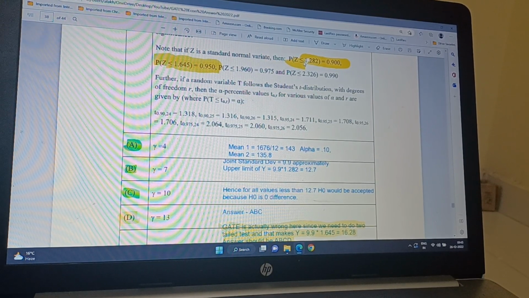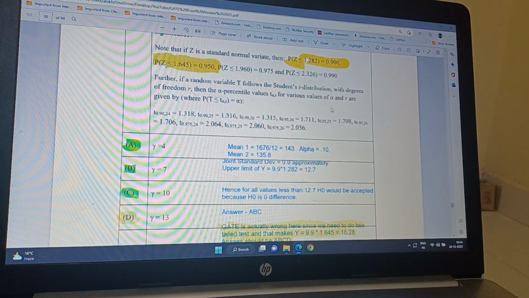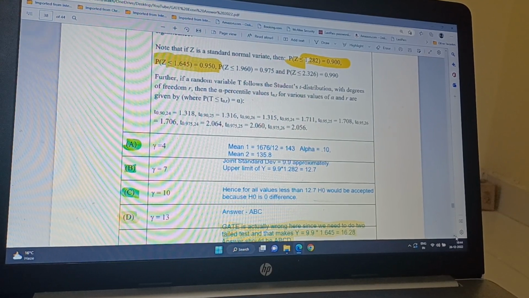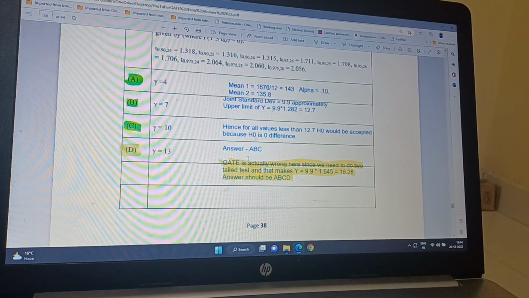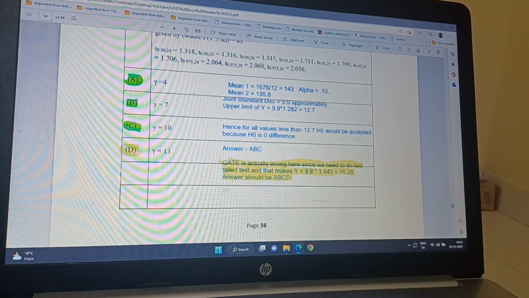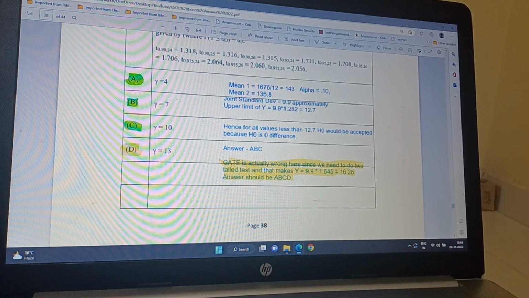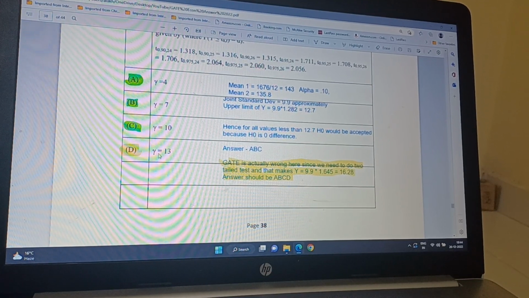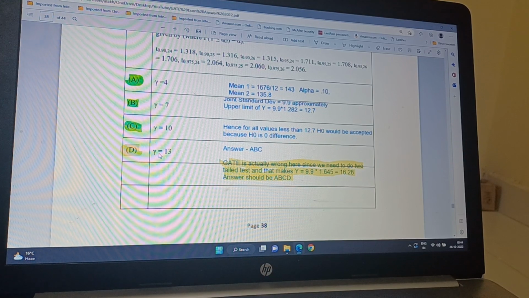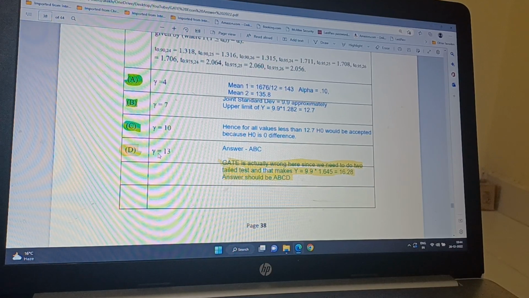But since this question is not equal to, we should use two-tailed test, and for that I went down. So GATE has given the answer A, B, C, and let me check what happens if I go for two-tailed test. So when I go for two-tailed test, I multiply 9.9 times 1.645. This is equal to 16.28. Then D also is less than 16.28. So actually the correct answer should be A, B, C, D. But GATE has made a mistake here.